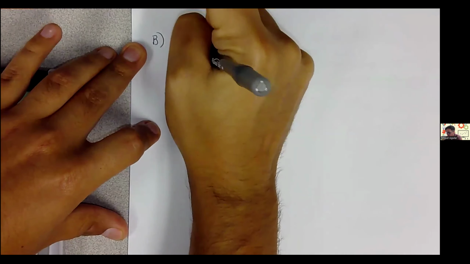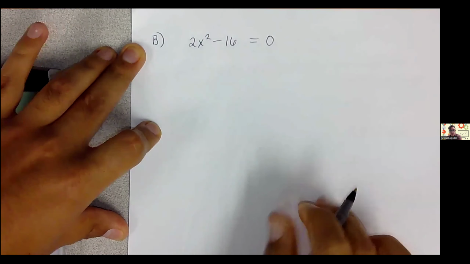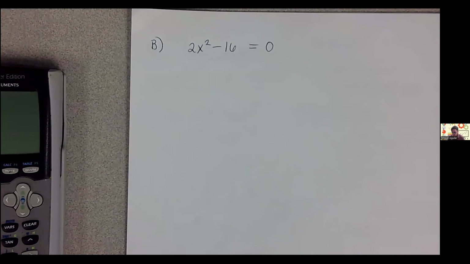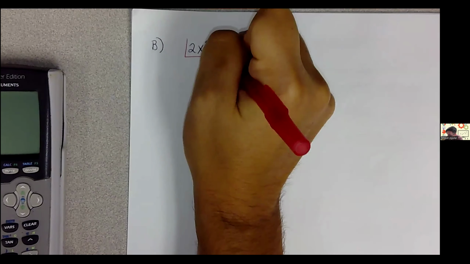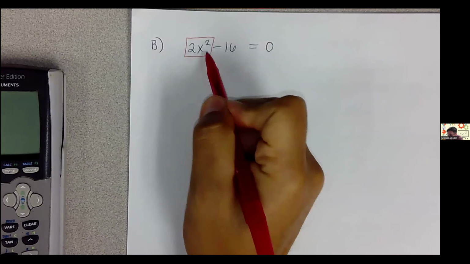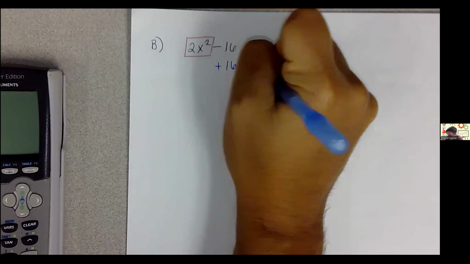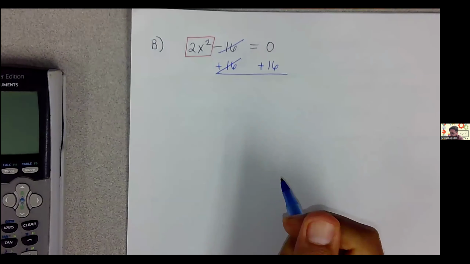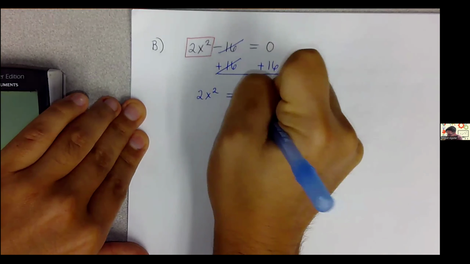On the PowerPoint, B is the quadratic equation 2x squared minus 16 equals 0. And we could do something similar here. We're going to go ahead and get the squared term by itself. So we'll box in this guy just so that we can identify we want to get this by itself. To do that, we'll add 16 over to the other side of the equation. Okay, so now we should have 2x squared is equal to 16.